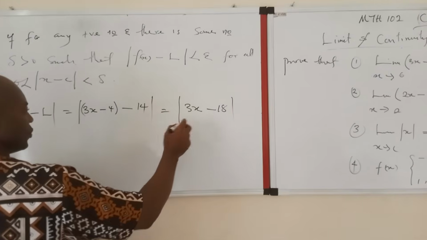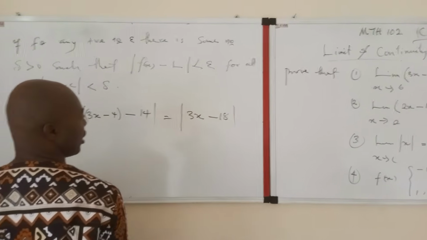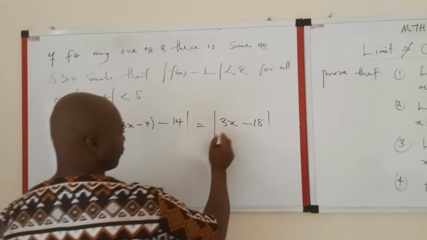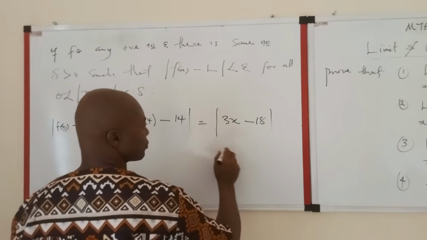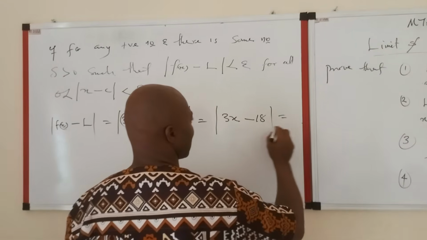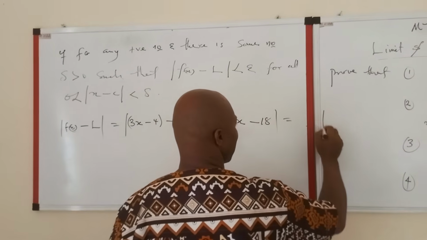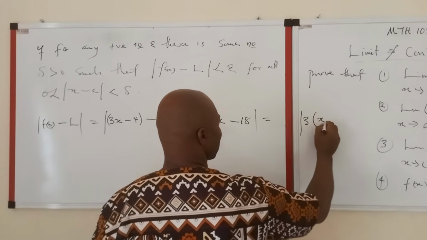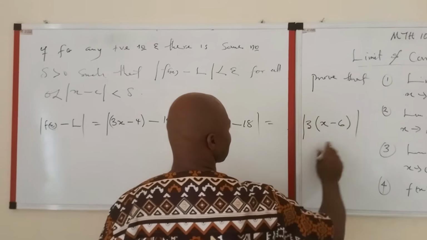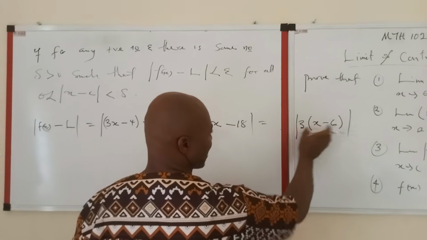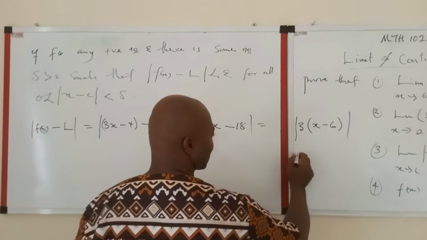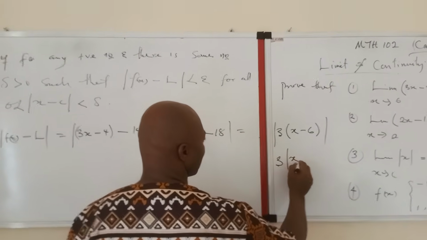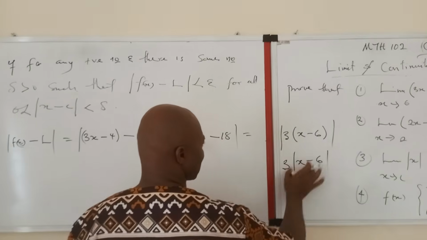That's what we have. So you can factor something out and you see that that is reasonable. If we factor that, we are going to have the absolute value of 3 into x minus 6. And you can take the separate absolute values. Then this one will come out, since the absolute value of a number is that number. So you say 3 times the absolute value of x minus 6. That's what you have here.